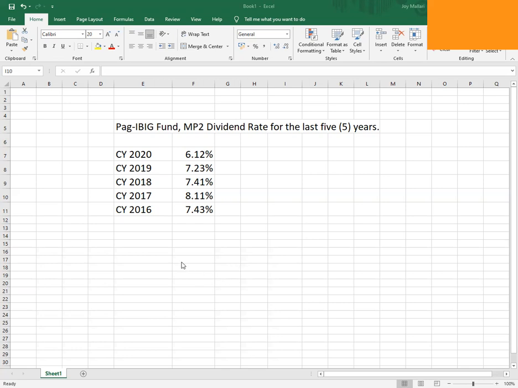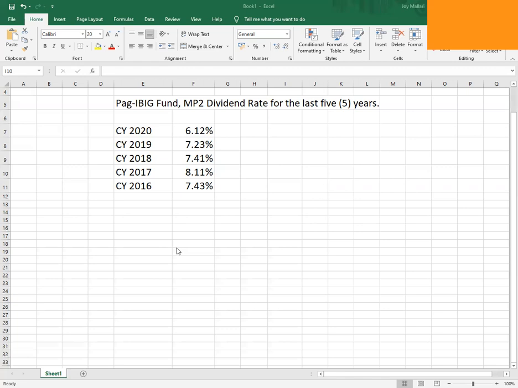As you can see, these are the dividend rates of Pag-IBIG Fund MP2 for the last 5 years. For 2020, 6.12%. For 2019, 7.23%. For 2018, 7.41%. For 2017, 8.11%. And for 2016, 7.43%.